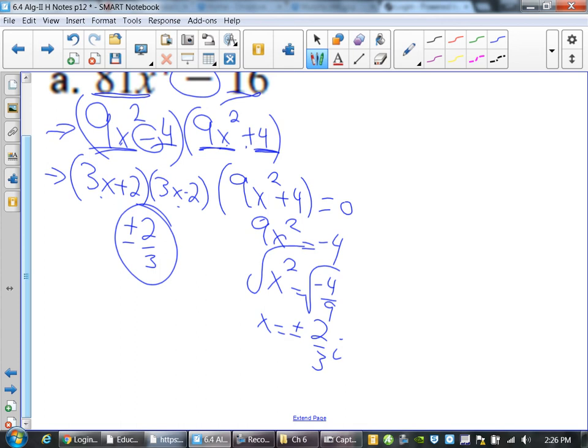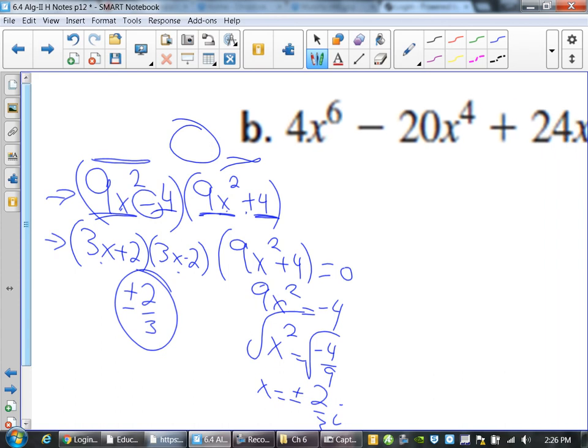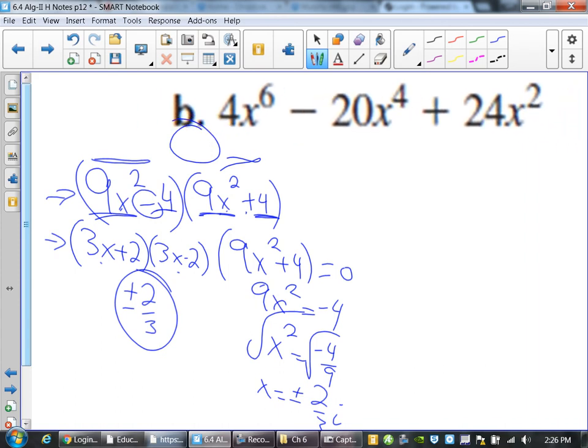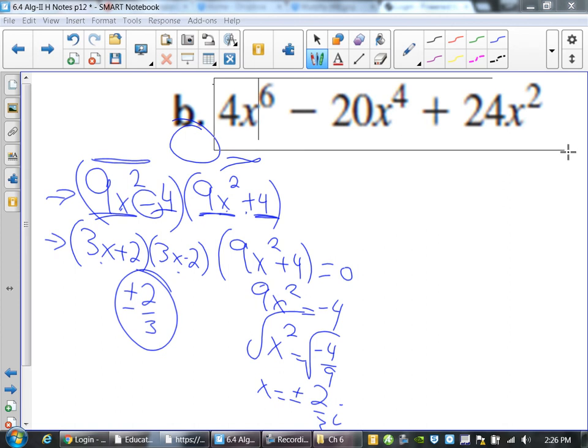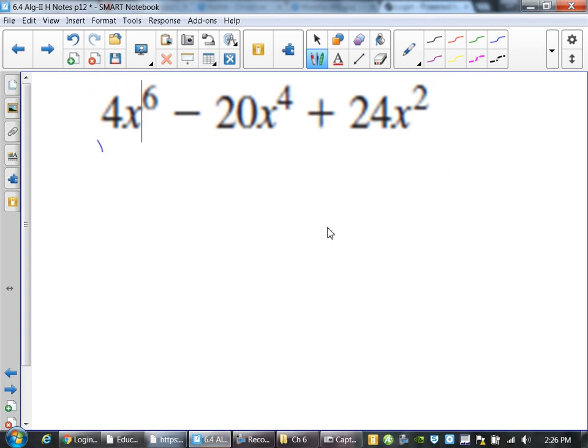Negative 6 plus negative 6 is negative 12. Same deal here. Let's just factor this one fully: 4x to the 6th minus 20x to the 4th plus 24x squared. First thing is take out the 4x squared. Good. Factor out a 4x squared. Now I have x to the 4th minus 5x squared plus 6.